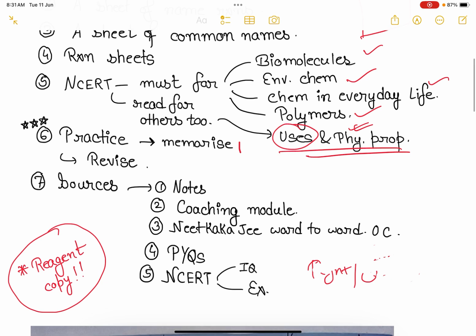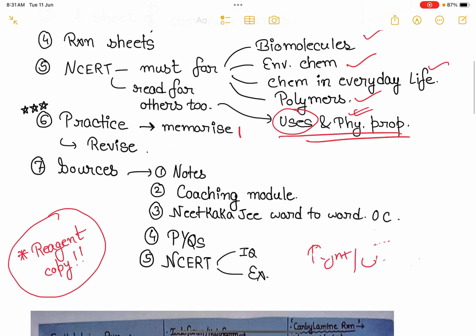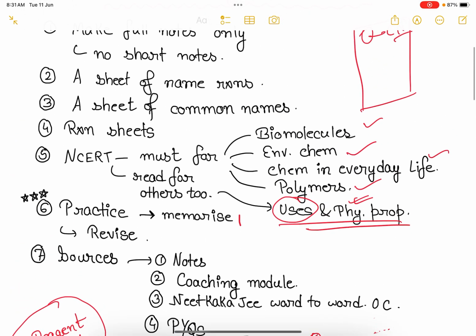Very important. And if you want, I will share the sheet of all the common names together, as I've shared with you the named reactions. So a sheet of common names and a reaction sheet are also a must. From there you have to practice.